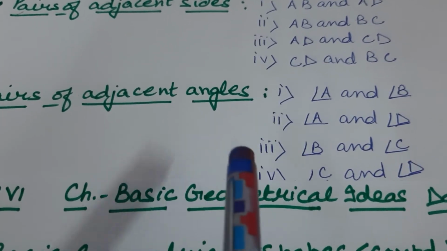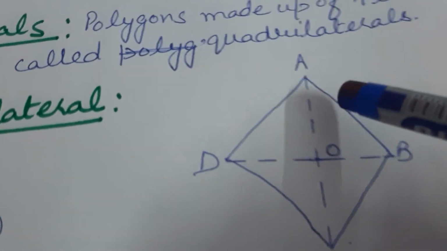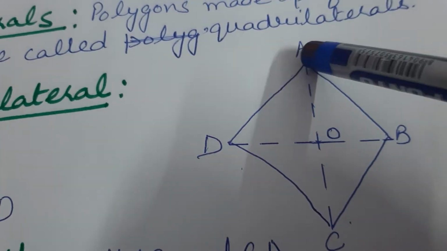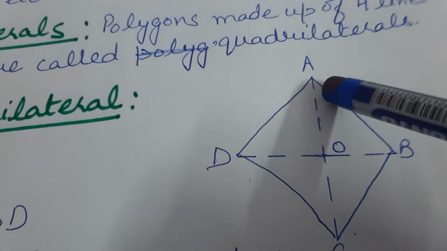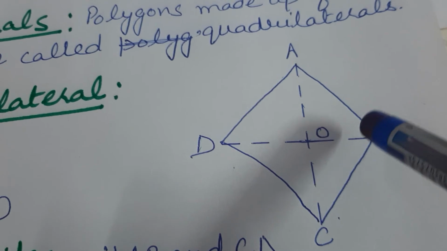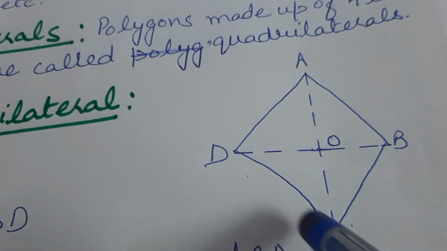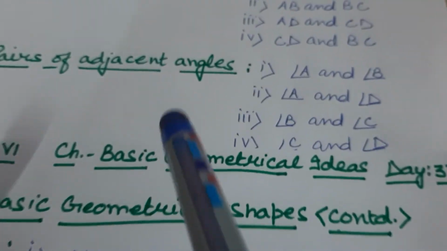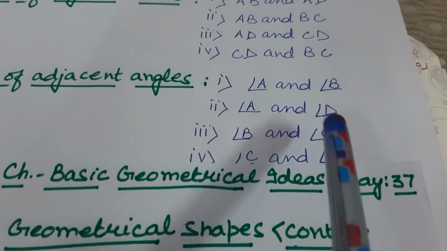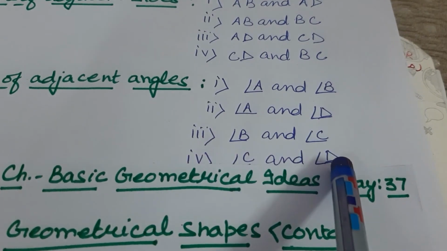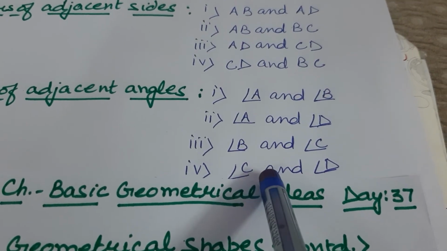Similarly, pairs of adjacent angles. We have four pairs of adjacent angles. Angle A and angle B, both are adjacent. B is next to A. Similarly, angle A and angle D, both are adjacent. Then angle B and angle C are adjacent. Similarly, angle C and angle D. So there are four pairs of adjacent angles: angle A and angle B, angle A and angle D, angle B and angle C, and angle C and angle D. This is the sign of angle. This you already know.